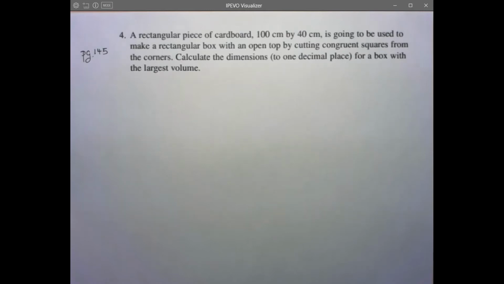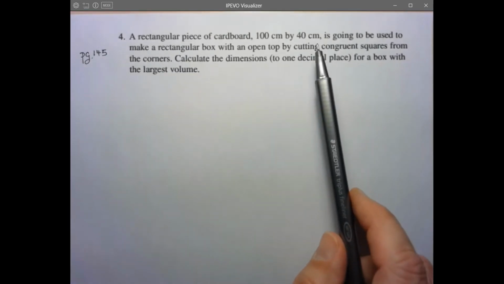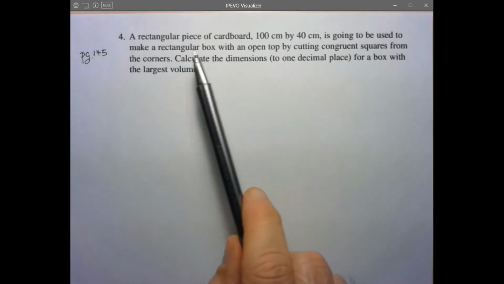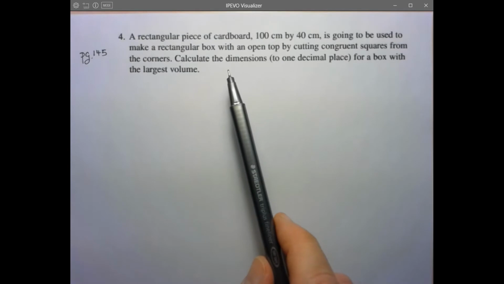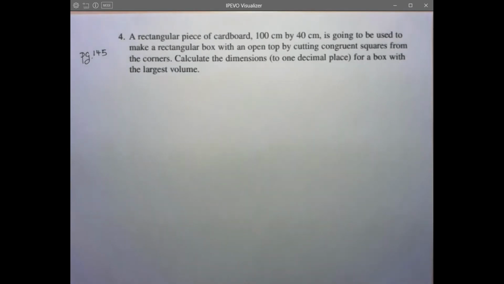Hi folks, we're going to take a look at number 4 from page 145. So this is a pretty typical optimization problem. We've got a rectangular piece of cardboard that we're going to use to make an open top rectangular box, and we do that by cutting out squares from the corners. And they want to find the dimensions that give the box with the largest volume.